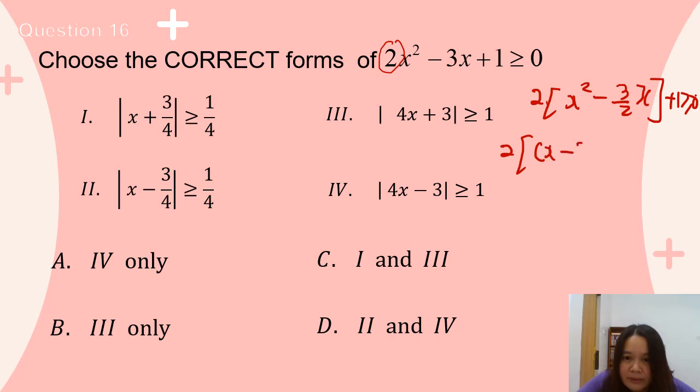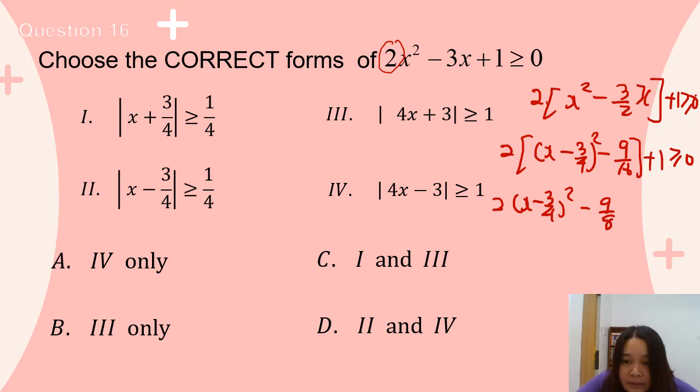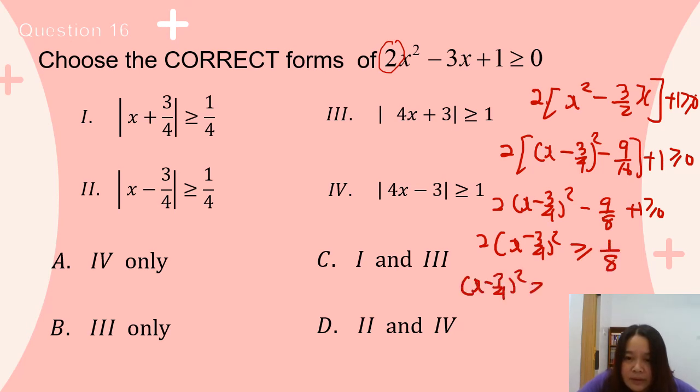Minus 3 over 2, you divide by 2, we get minus 3 over 4 squared, minus 9 over 16, plus 1 greater or equal than 0. So we expand, minus 9 over 8 plus 1 greater or equal than 0. So x minus 3 over 4 squared greater or equal than 1 over 16. So we take square root both sides. So this one we will convert it into the term of absolute of x minus 3 over 4 greater or equal than 1 over 4.